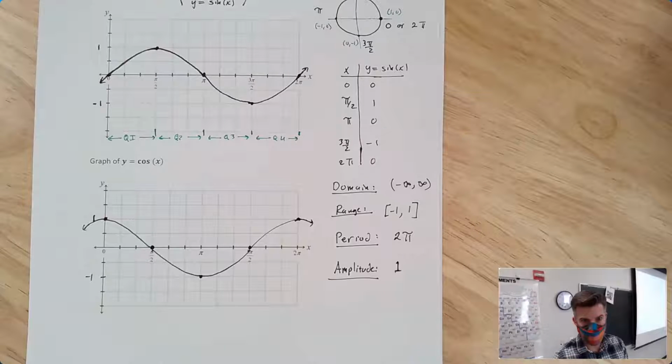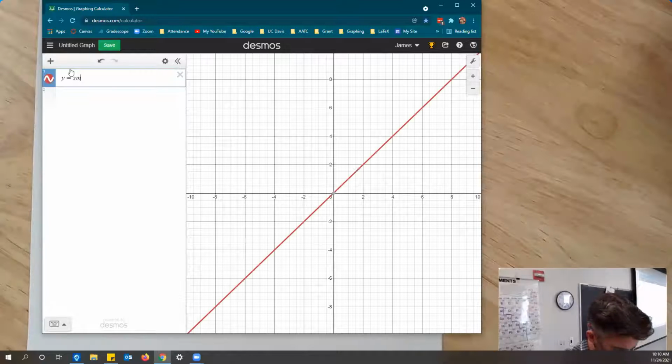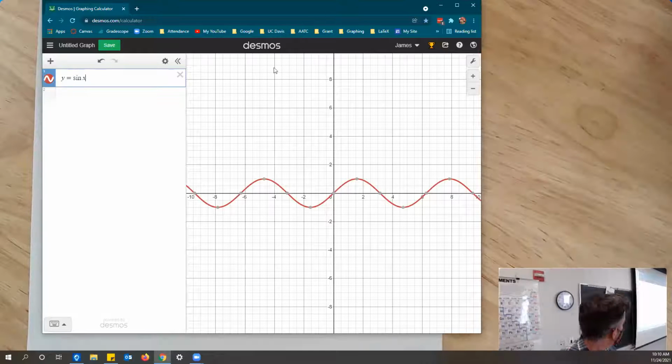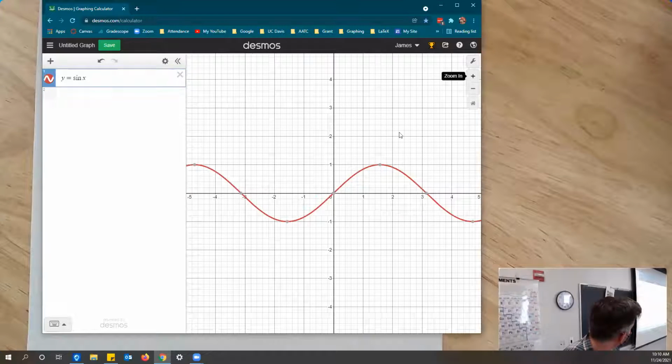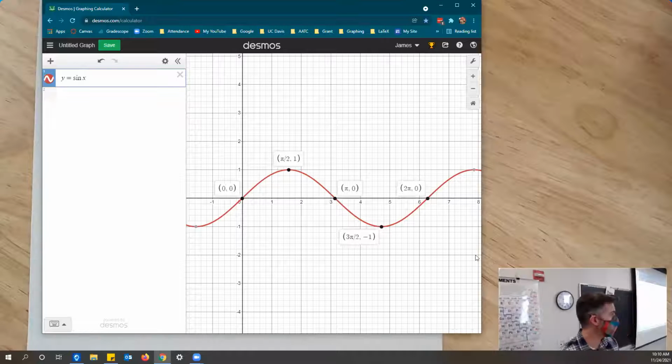So, whoops, where'd you go? Come on. Sorry, the mouse is in the way here. Just so you all can see what an actual very nice graph of sine looks like. There you go. There's sine of x. It looks lovely. And it just keeps going on and on forever. And you can grab some of the nice points there. There's all the points we know.